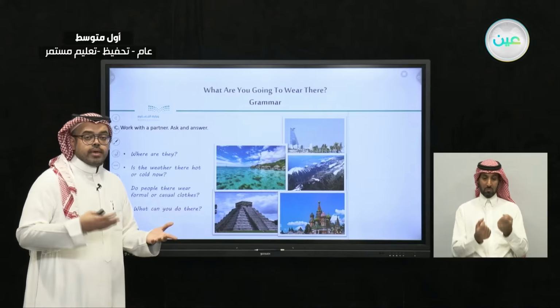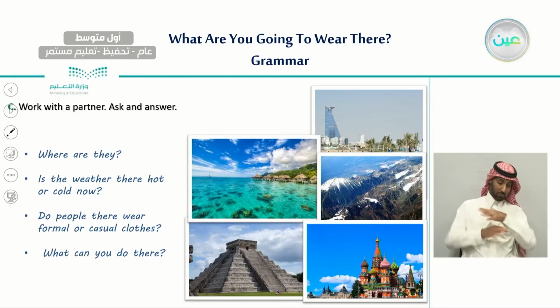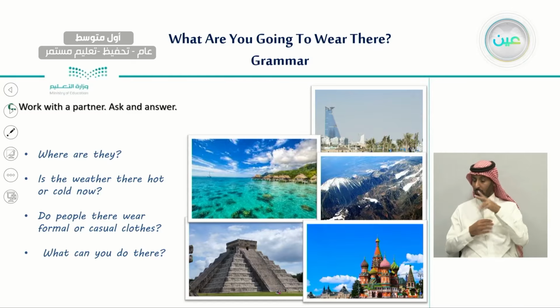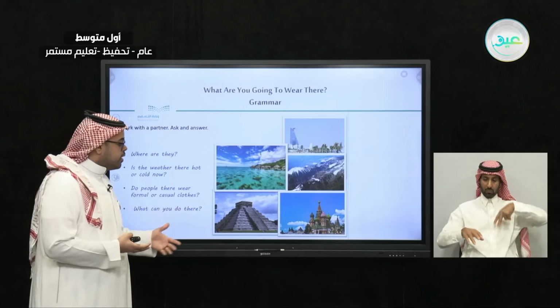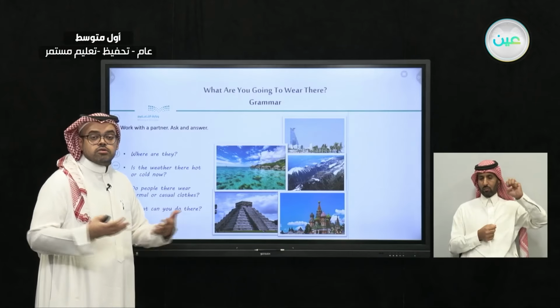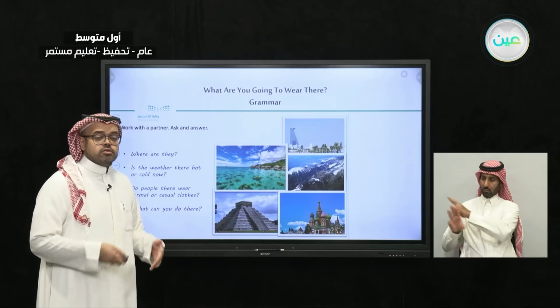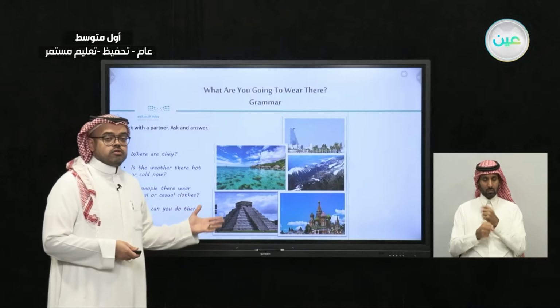And what can you do there? What are the activities you can do at these places? Maybe at the beach you can swim. At Jeddah you can enjoy the walk in the Corniche area. Maybe in Mexico, you can visit museums and enjoy the scenery. So there are a lot of activities that we can do at these places.